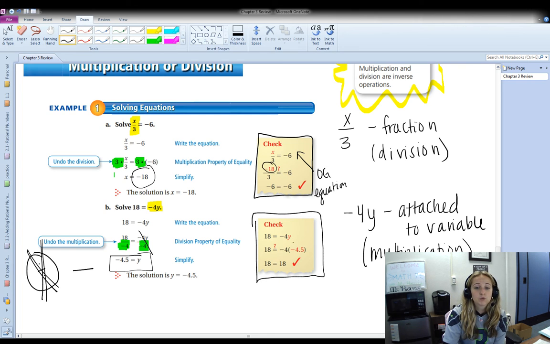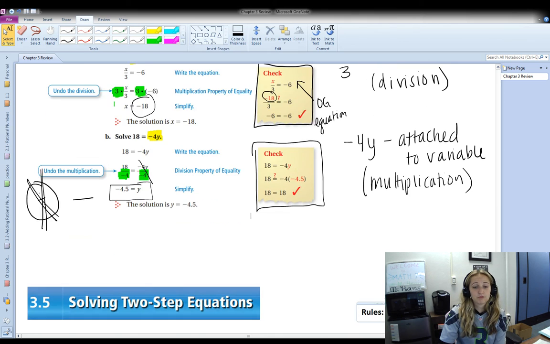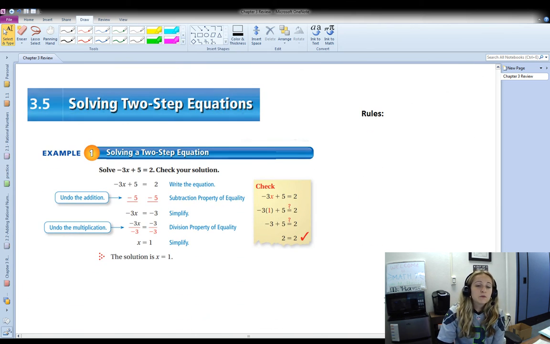Again, same thing as above. Plug in what you got for y into that original equation. See if it equals that left side. If it does, you know your answer is right. So that is 3.4. And then finally, with 3.5, solving two-step equations, you're going to piece practically the whole chapter together.